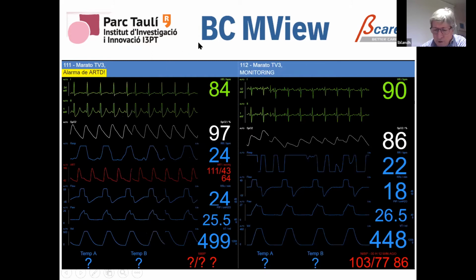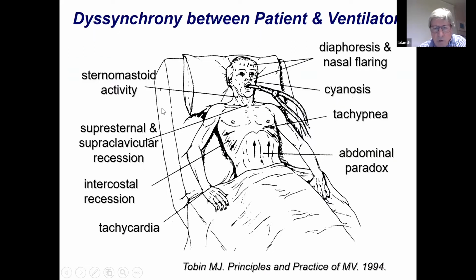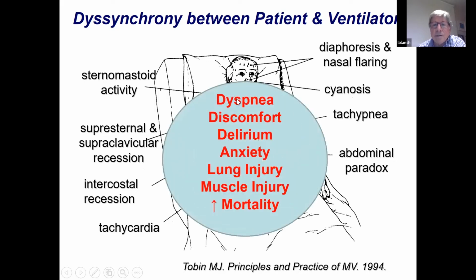This is my preferred monitoring screen. Having said that, what we don't want to see is a patient that awakes and is fighting with the ventilator. I have presented this picture maybe 200 times, but I believe it's extraordinary. This patient has diaphoresis, nasal flaring, cyanosis, tachypnea, abdominal paradox, is using all the muscles, and is tachycardic. This patient is not comfortable with the ventilator and has asynchrony between the patient and the ventilator. And this can cause dyspnea, discomfort, delirium, anxiety, lung injury, muscle injury, and maybe increase mortality.